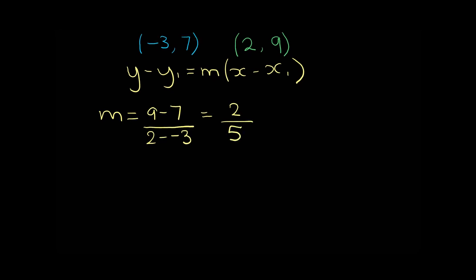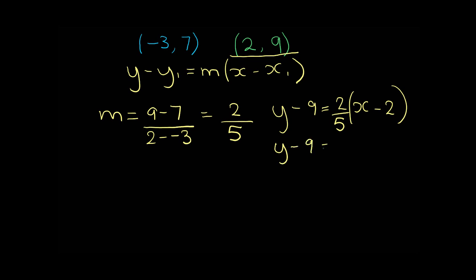Now that we've worked out what the gradient is, we're going to substitute it into the equation that I gave you before. Using, in this particular case, I'm going to choose to use this point. It doesn't matter which of the 2 points you've been given that you use. So this will give us y minus 9 equals 2 over 5 times (x minus 2). So we're just going to expand and sort this out now.